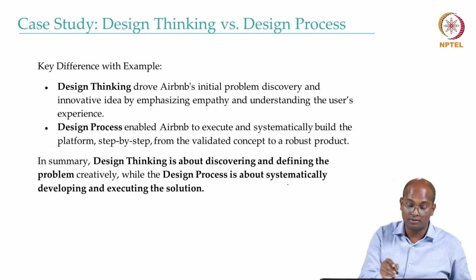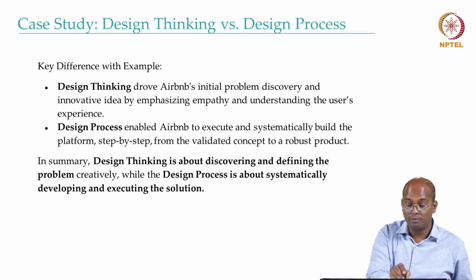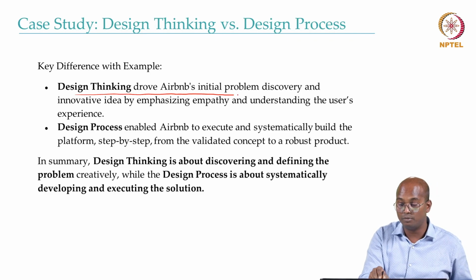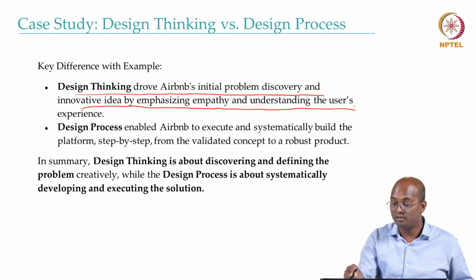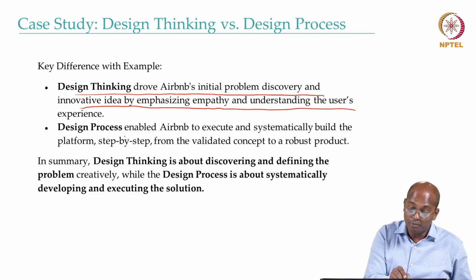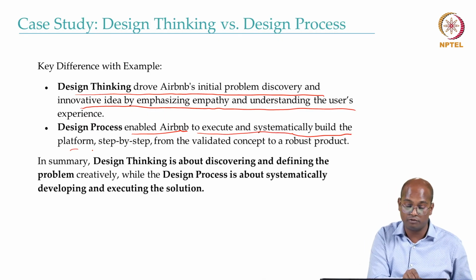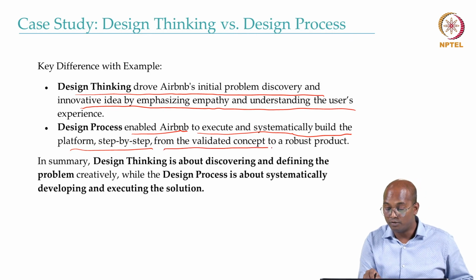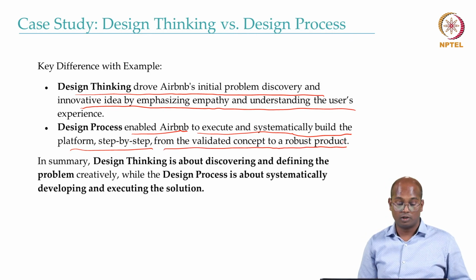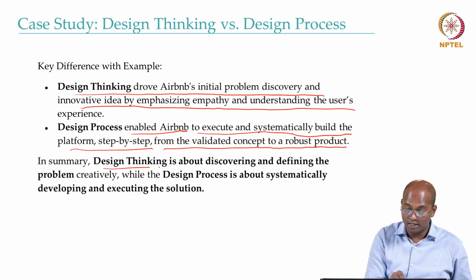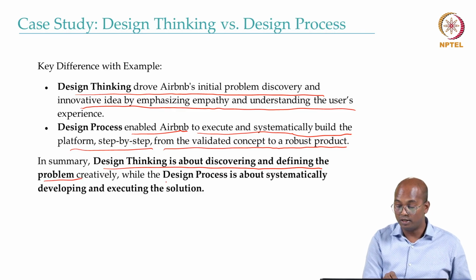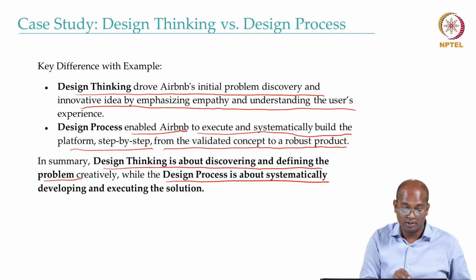So the key difference, with the Airbnb example, we can see that design thinking drove Airbnb's initial problem discovery and innovative idea by emphasizing empathy and understanding the user's experience. And the design process enabled Airbnb to finally execute and systematically build the platform step by step from the validated concept to a robust product. So, in summary, design thinking is about discovering and redefining the problem creatively, while design process is about systematically developing and executing the solution.